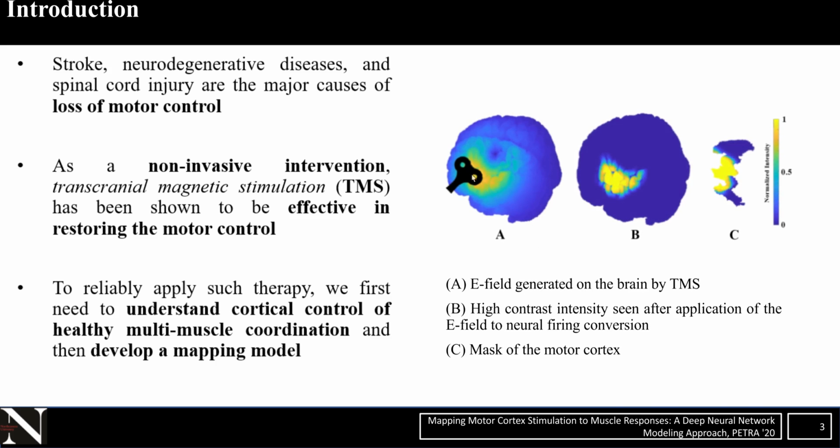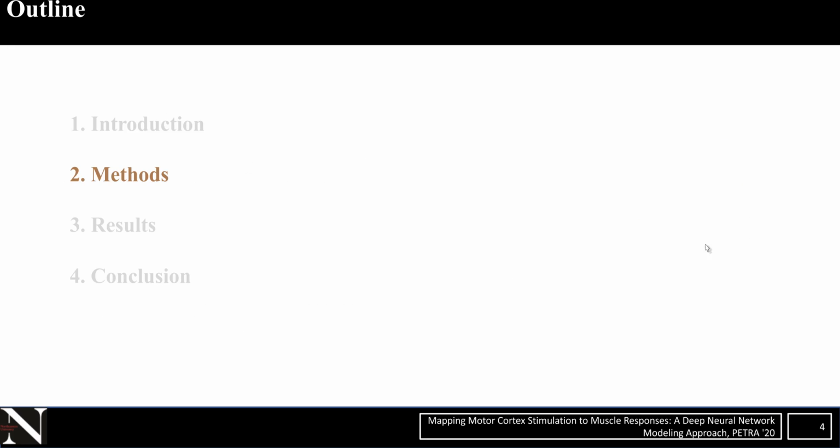This is what a TMS coil and the effects it has on the brain look like. These are the E fields generated by the TMS stimulation. This is what we are calling a neural firing input, or a neural thresholding, which we are going to talk about soon. And this is the motor cortex, responsible for motor movements or muscle movements.